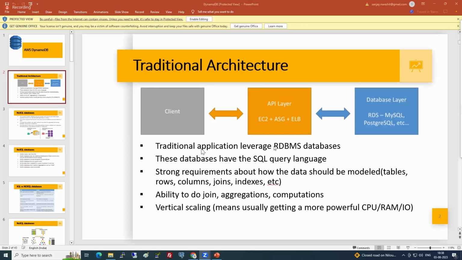So remember, RDBMS generally don't give a very high performance. It is good up to a certain limit, but you cannot expect extremely high performance from RDBMS. And also, the databases have a SQL query language.